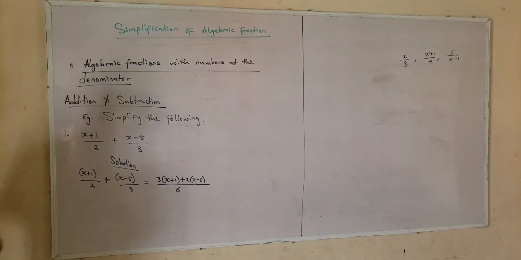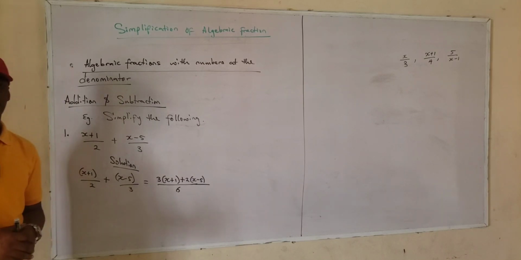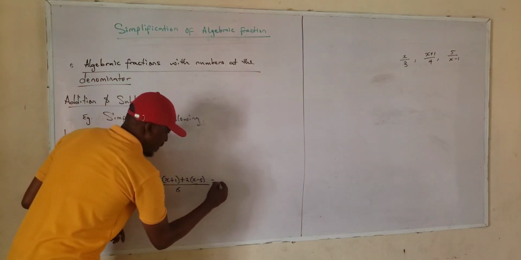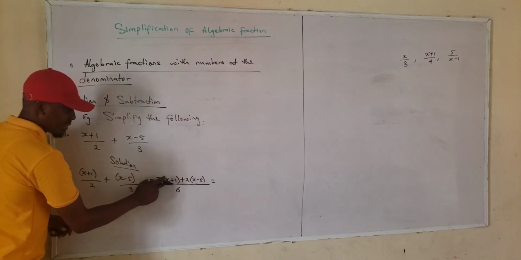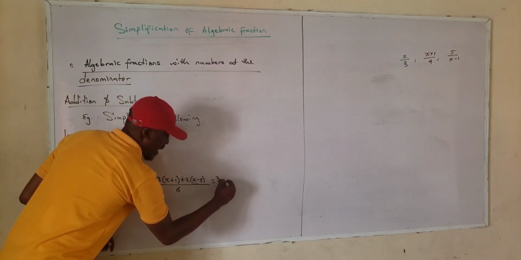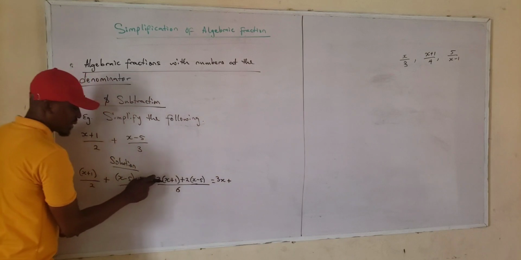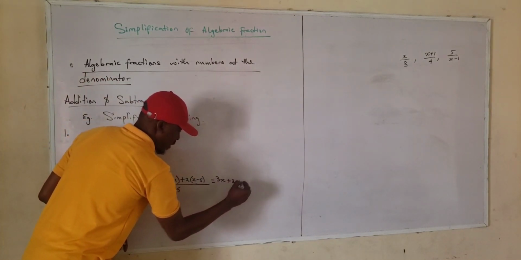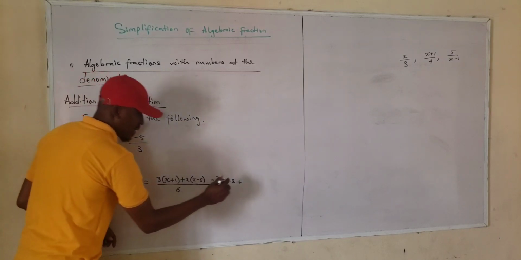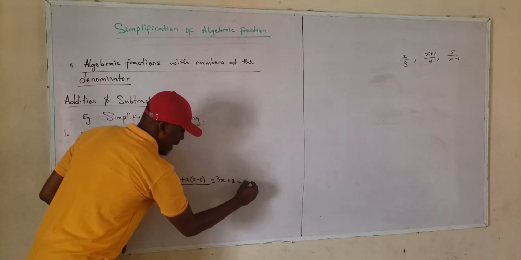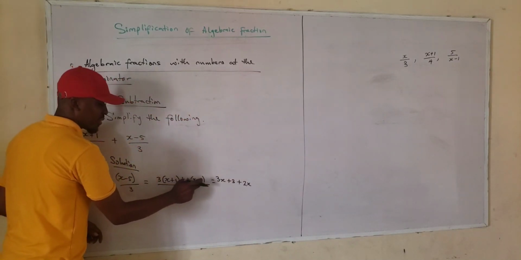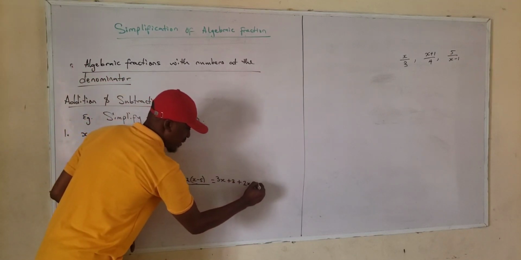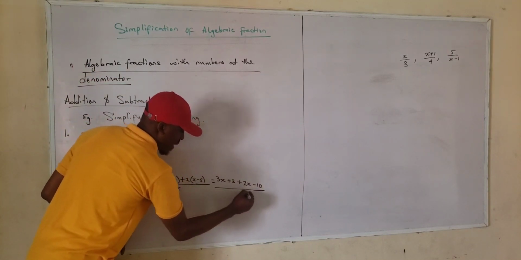So what do we do here? You simplify the numerator, and of course, the denominator is already simplified. So that will give us 3 times x, that will give me 3x, plus 3 times 1, that will give me 3, plus 2 times x, that will give me 2x, plus 2 times minus 5, that will give me minus 10, all over 6.